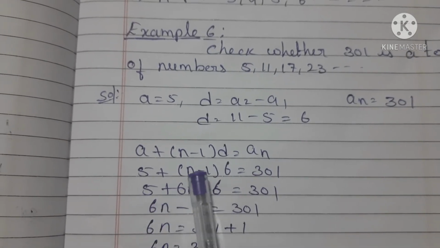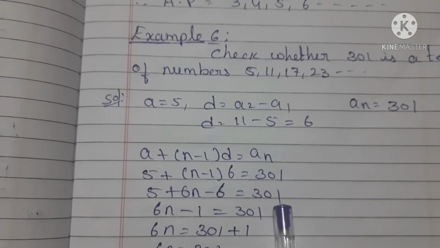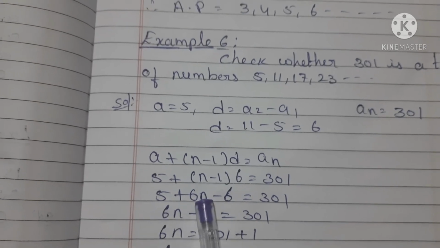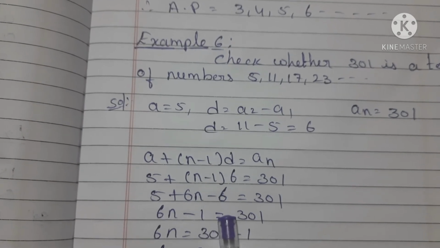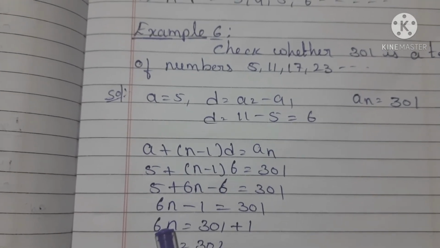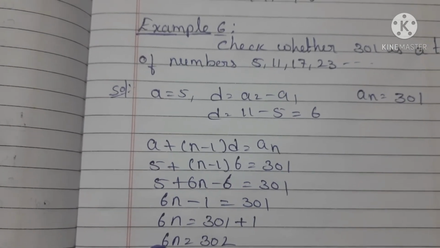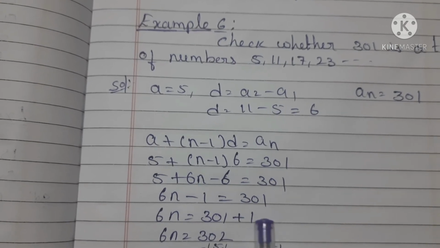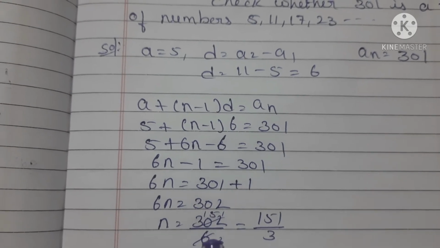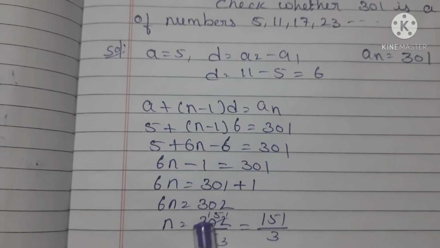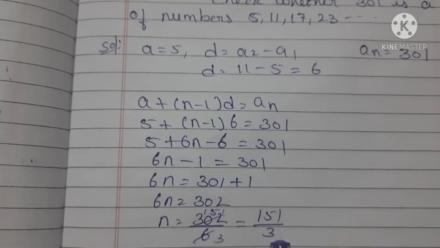Now 5 plus 6n minus 6 is 301. Now 5 minus 6 is minus 1, so 6n minus 1 is equal to 301. Now this minus 1 goes to the other side, meaning plus 1. 6n is equal to 301 plus 1, which is 302. Now n is equal to 302 by 6. Here 2 3s are 6, 2 151s are 302. Now n is 151 by 3.